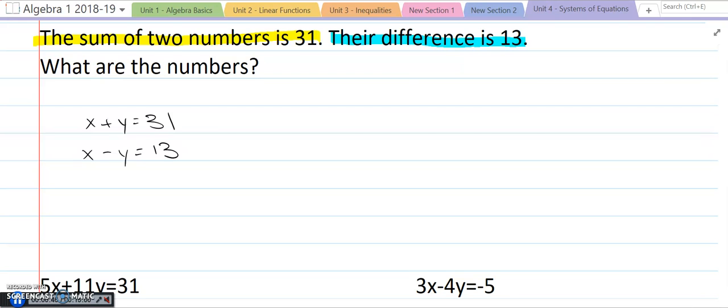The new idea is that instead of solving for one particular equation, what happens if you just add these two things together? You would get two x's and the y's would cancel all the way out. End up with 44. Pause.